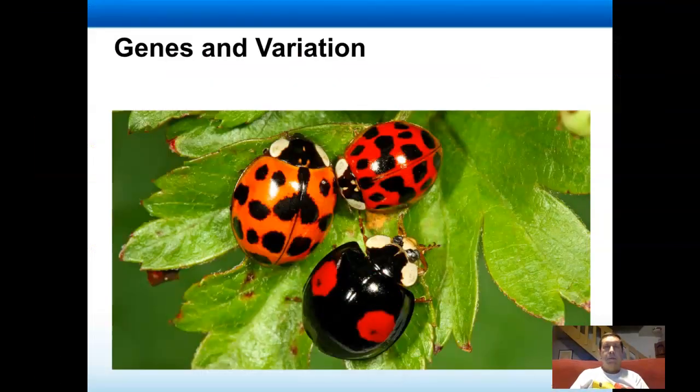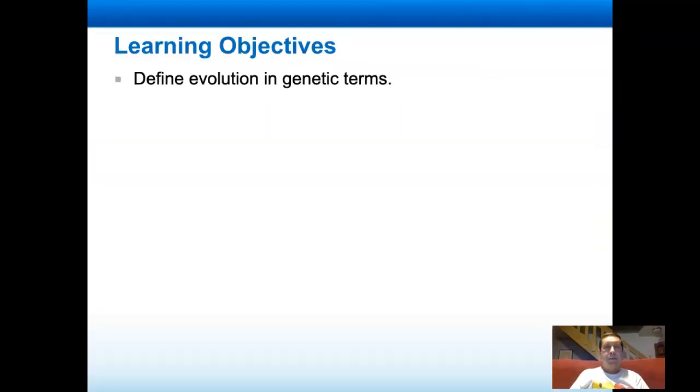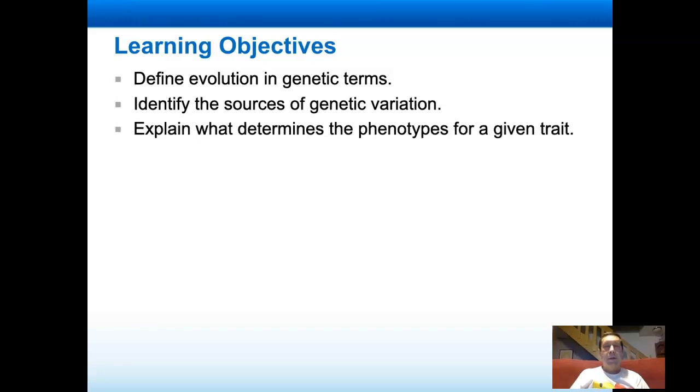All right, in this video, we're going to talk a little bit about what we call population genetics. We're going to define evolution in terms of genetic terms. We're going to look at the sources of genetic variation among living things in a population, and determine the phenotypes for a given trait.